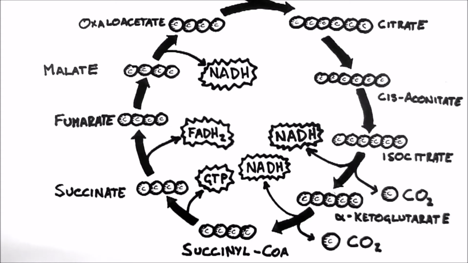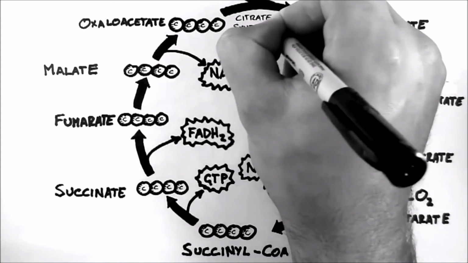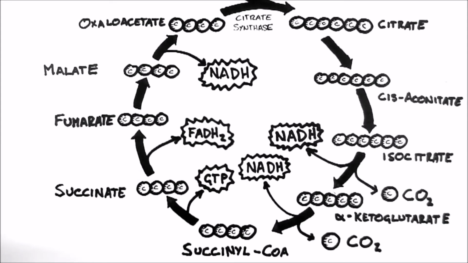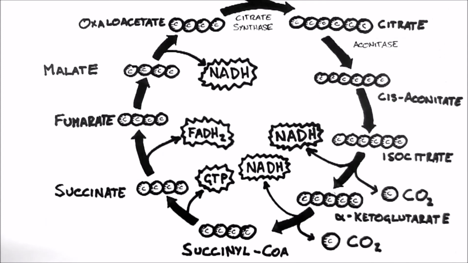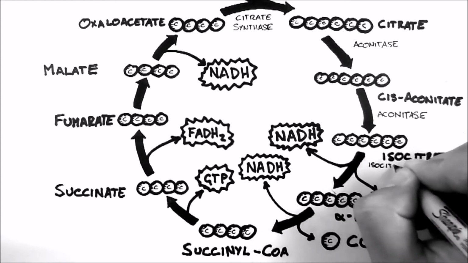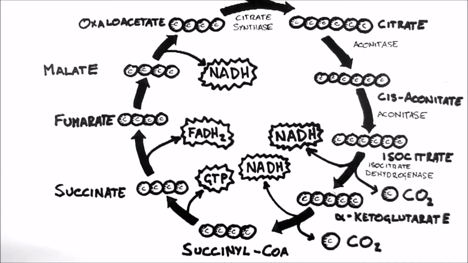Now let's take a look at the enzymes involved. Citrate synthase predictably synthesizes citrate from oxaloacetate and acetyl-CoA. Then, the enzyme aconitase produces cis-aconitate, and then the conversion back to isocitrate, which is a structural isomer of citrate. Again, we see dehydrogenases in action, with isocitrate dehydrogenase producing the NADH in the isocitrate to alpha-ketoglutarate conversion.